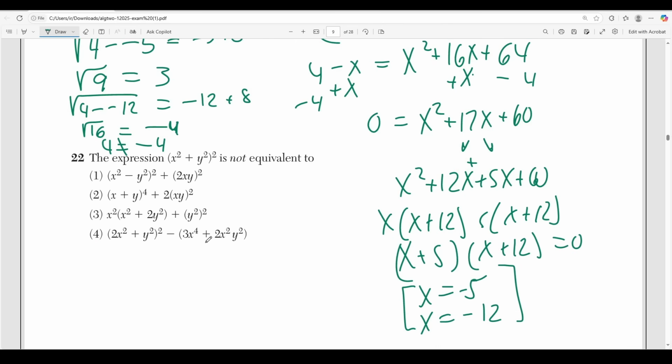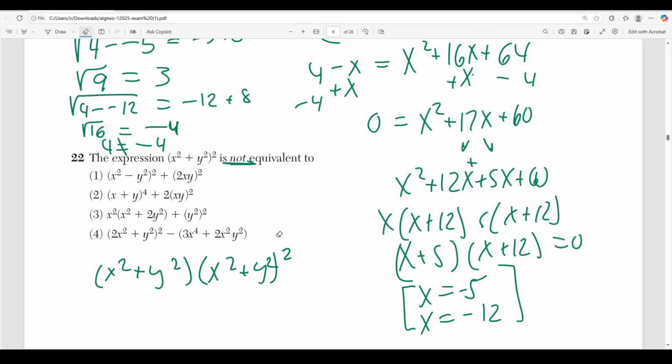Number 22 asks us, the expression x squared plus y squared, squared is not equivalent to what? So all you'd have to do here really is just plug in values, right? That's the easiest way. Sure, you can go ahead and do x squared plus y squared times x squared plus y squared, right? And you can find out whatever this is equal to and then see whichever one of these answers is not equal to whatever this is equal to. That takes a crazy amount of time.